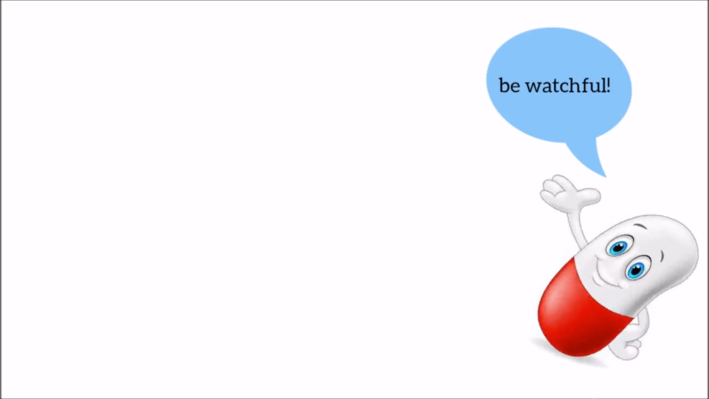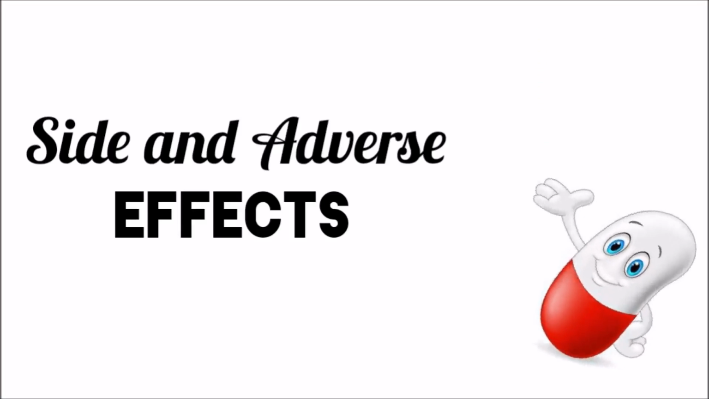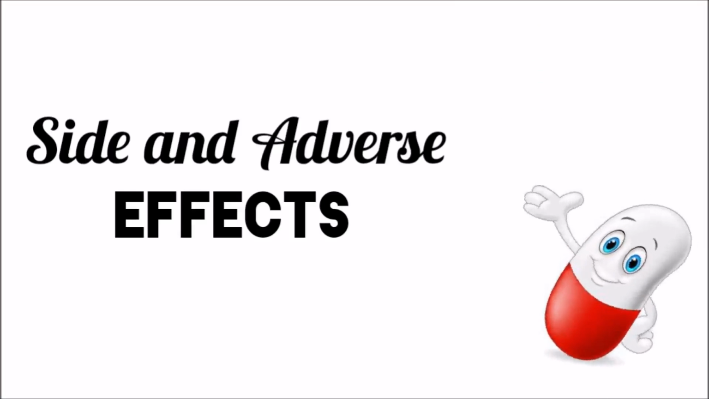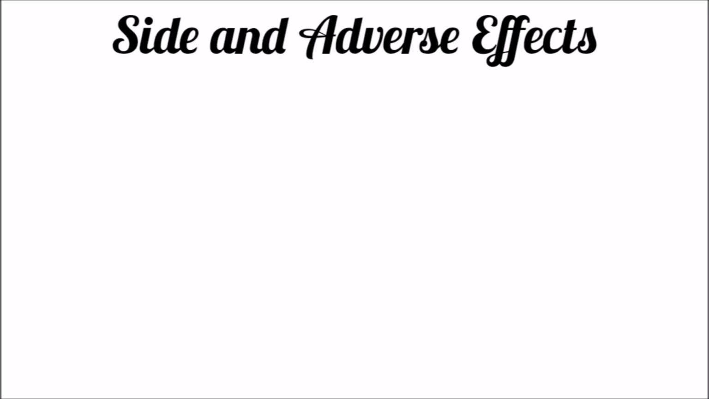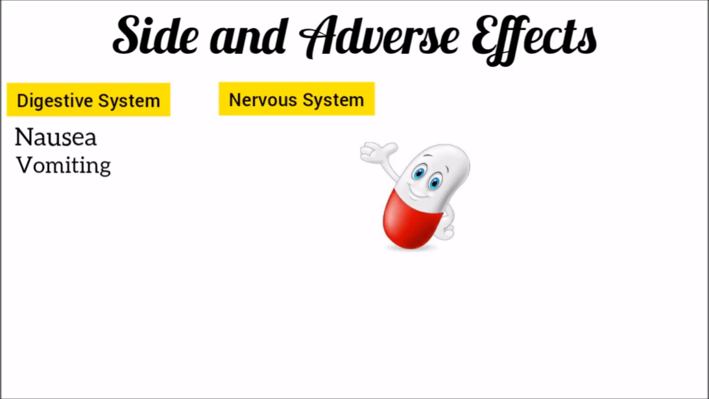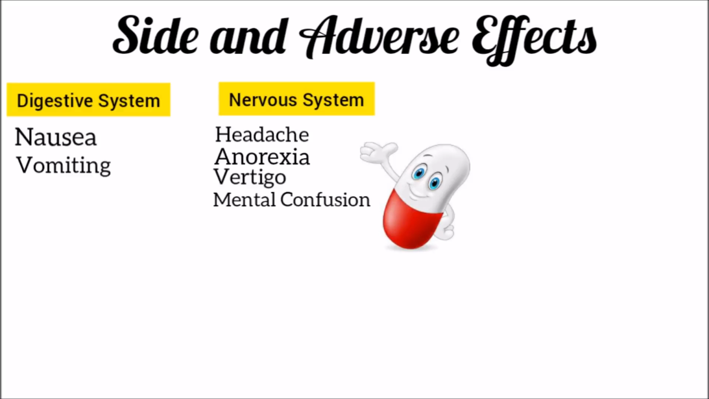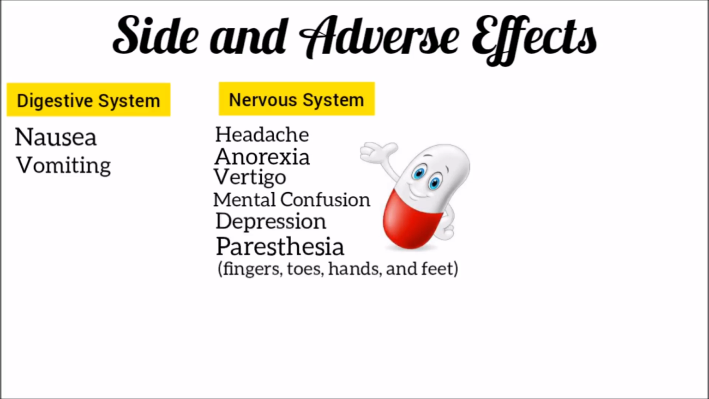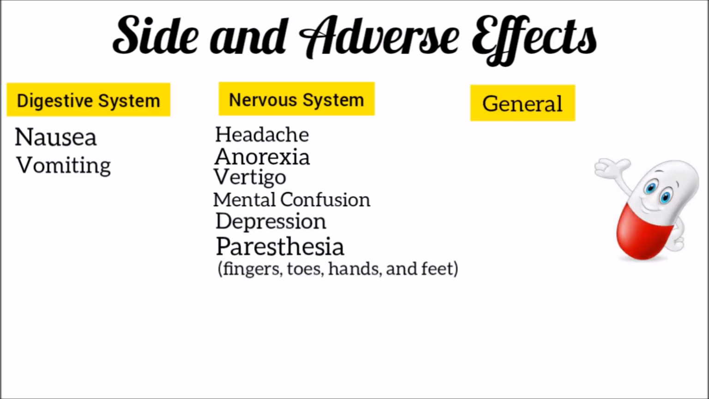Just like any other drugs, there are also things that you need to watch out for when you introduce me to someone's body, and these are my side and adverse effects. In the digestive system, I may cause nausea and vomiting. In the nervous system, I may cause headache, anorexia, vertigo, mental confusion, depression, and paresthesia of fingers, toes, hands, and feet. In general, I may also cause body malaise and fatigue.